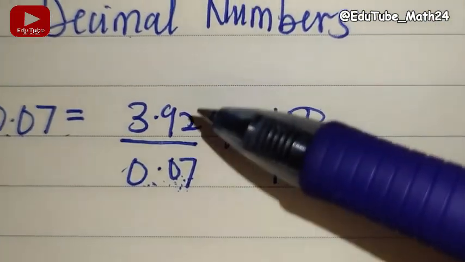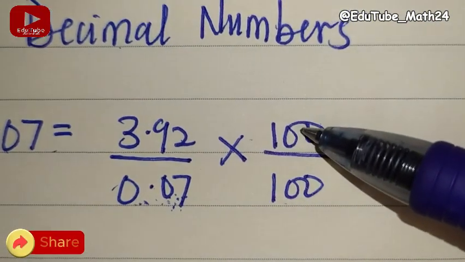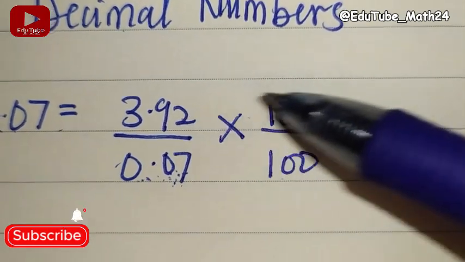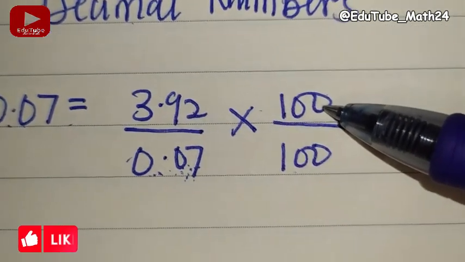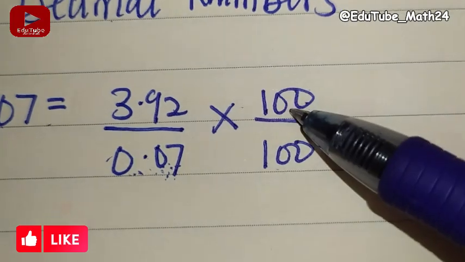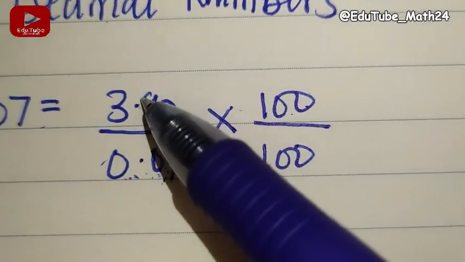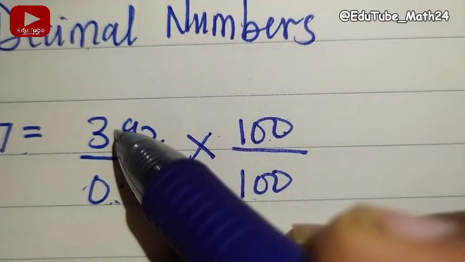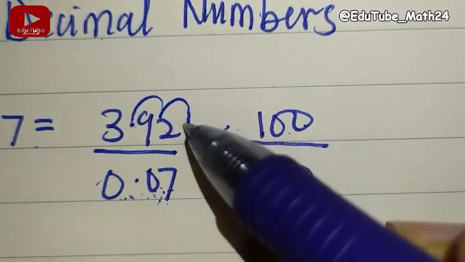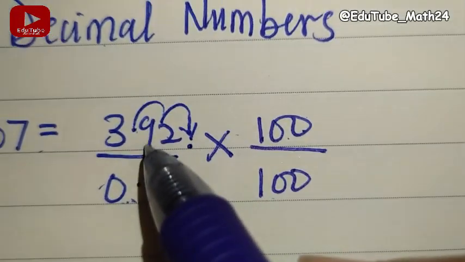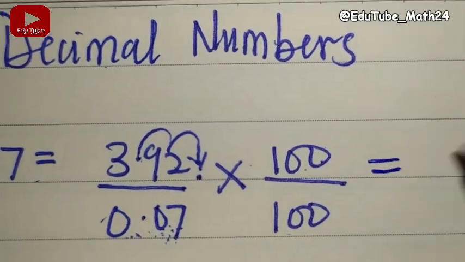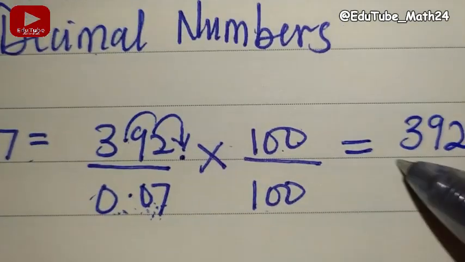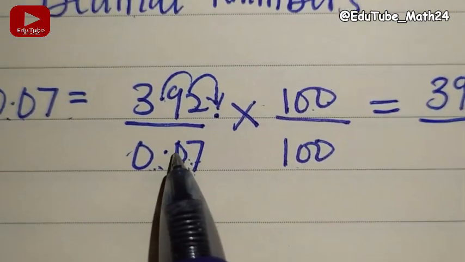When you are multiplying a decimal number by powers of 10, you move the point to the right by the number of zeros in the power of 10. So we have two zeros. That means we move the point 2 times to the right, 1, 2. So the point will now stop here for 3.92, and we have a new number, 392. Now we rationalize the denominator as well.